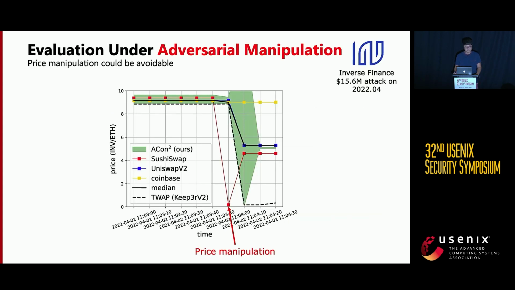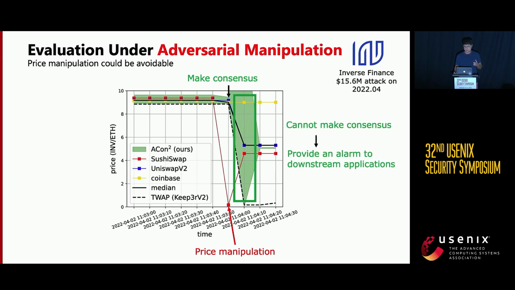Next, we also check our algorithm under adversarial manipulation. Here, our algorithm is also visualized in the green area and denoted by ACon square. Under the price manipulation, it can still make a consensus. And we could see our algorithm output a larger consensus set, which means that it cannot make a consensus, but this signal can be used as an alarm for the downstream application.